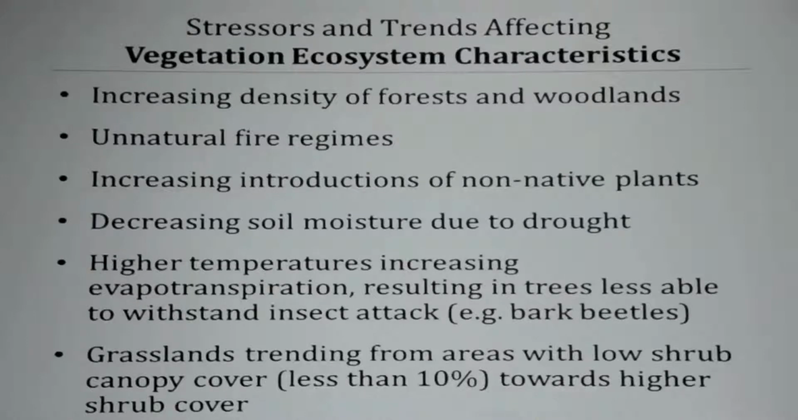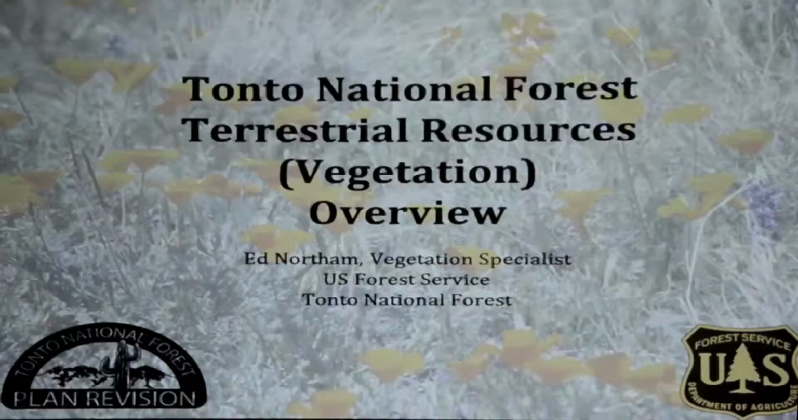And then grasslands in places are trending away from a nice grassland to a grassland that's being contaminated by unnatural population levels of some of our shrubs. And some of those shrubs are natives. So we've got weeds out there that are not necessarily foreign vegetation. Some of our junipers can be really quite weedy. So with that, I'll close.